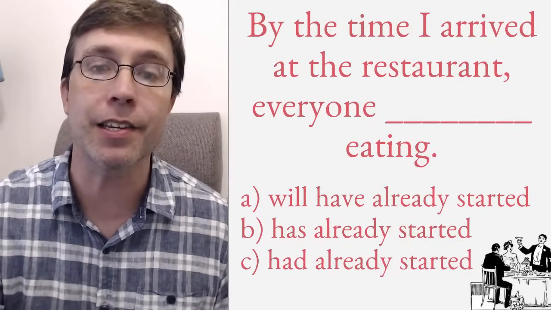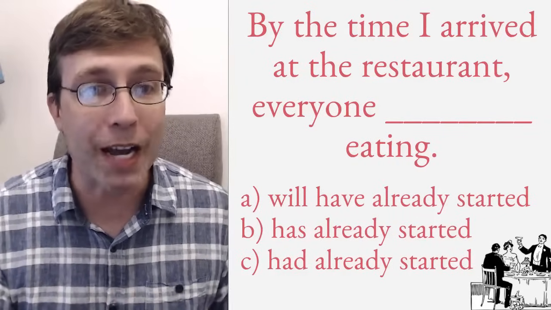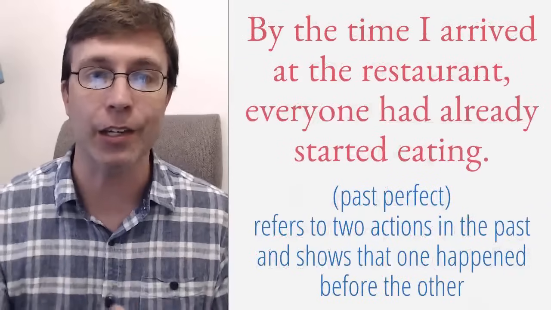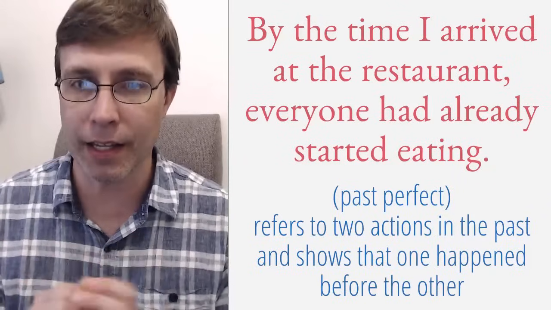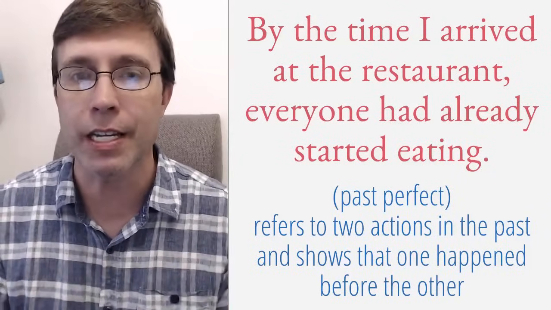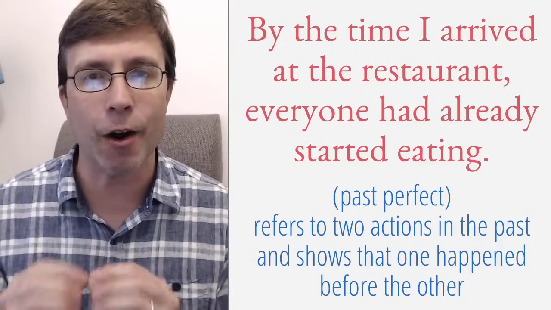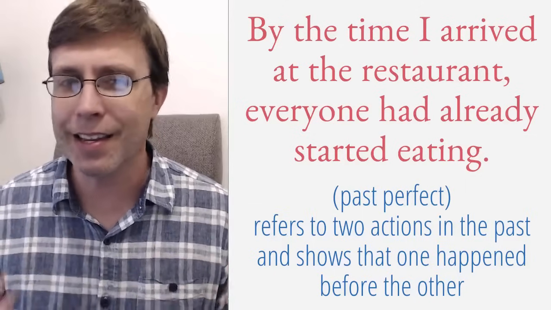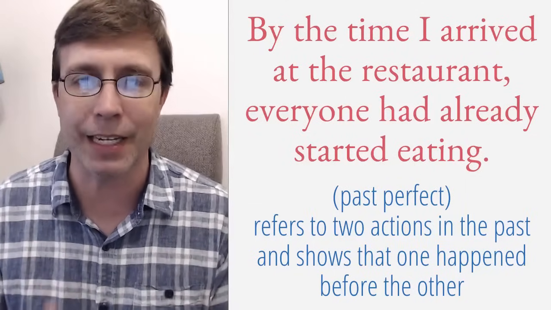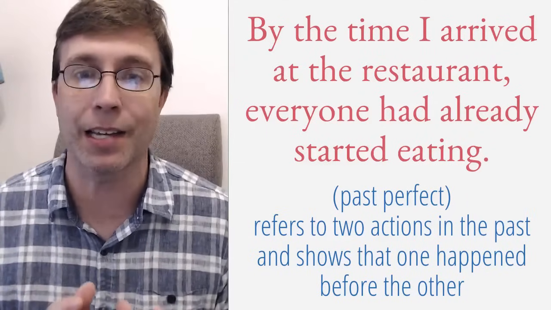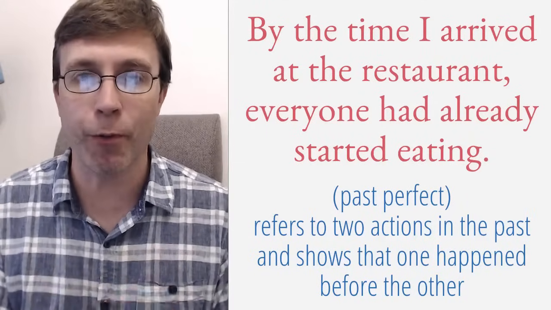The answer is C. By the time I arrived at the restaurant, everyone had already started eating. So let's dissect this and talk about it in a little more detail. This is an example of the past perfect. One indicator is that already. When you see already, that also talks about more of the perfect tense. So this refers to two actions that are in the past. One happened before the other.